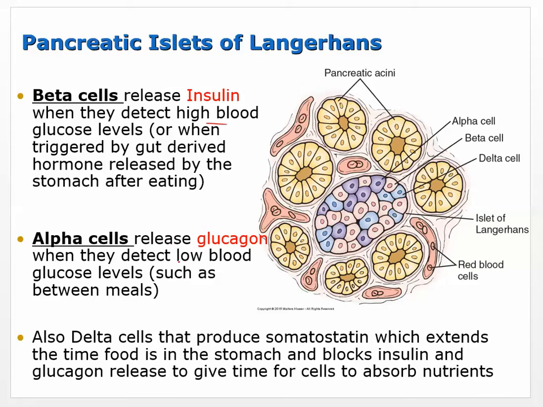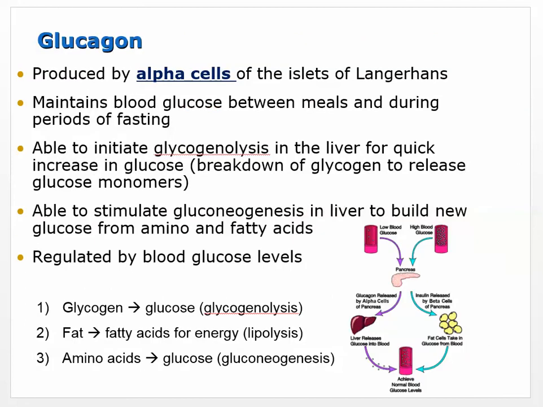So alpha cells release glucagon when they detect low blood glucose levels, such as between meals. This is how we keep glucose regulated. After a meal, our glucose levels tend to rise, but after a long time, they will start to deplete, and so we're trying to keep it in a nice tight normal range. This is the point. There are some other cells in there. Delta cells produce somatostatin, which extends the time food is in the stomach and blocks insulin and glucagon release. So there are some other types of control, but primarily we're interested in beta cells and alpha cells, so insulin and glucagon.